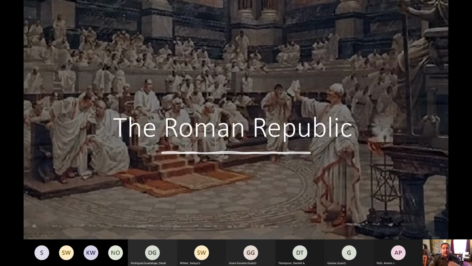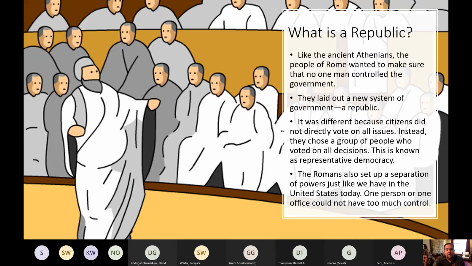Okay, so now we're going to look at the actual Roman Republic. So how is it structured? How is it organized? And you're going to see first, what is a republic? Like the ancient Athenians, the people of Rome wanted to make sure that no one man controlled the government. They laid out a new system of government called a republic. It was different because citizens did not directly vote on all the issues. Instead, they chose a group of people who voted on the decisions for them. This is known as representative democracy. The Romans also set up a separation of powers, just like we have in the United States today. One person or one office could not have too much control.